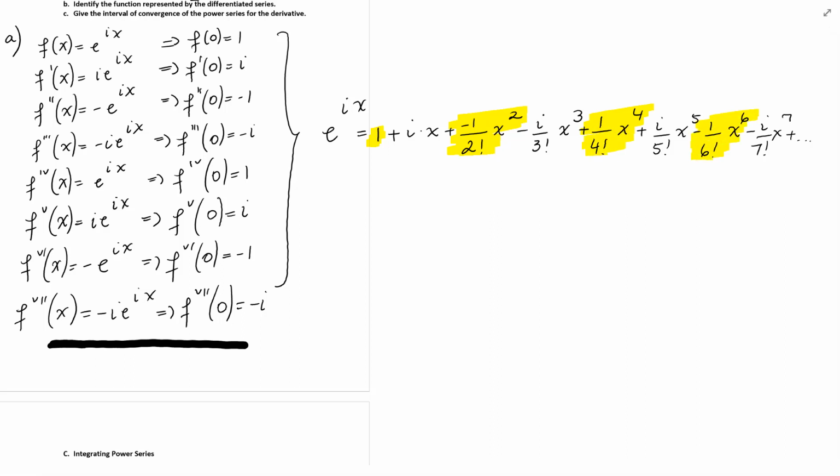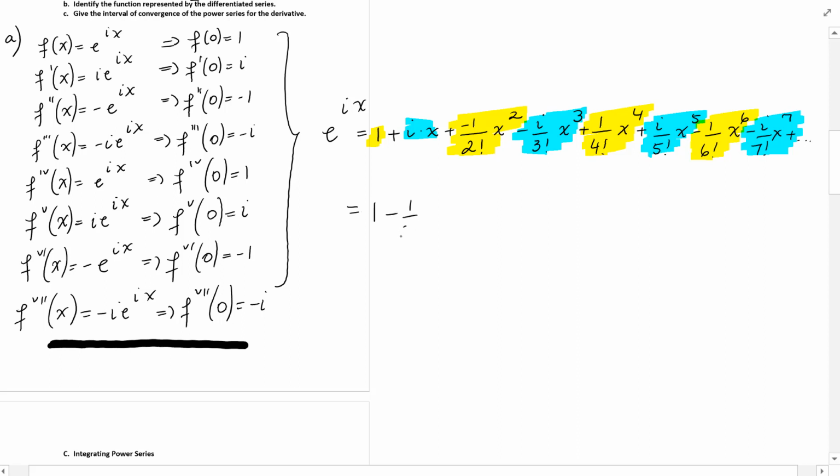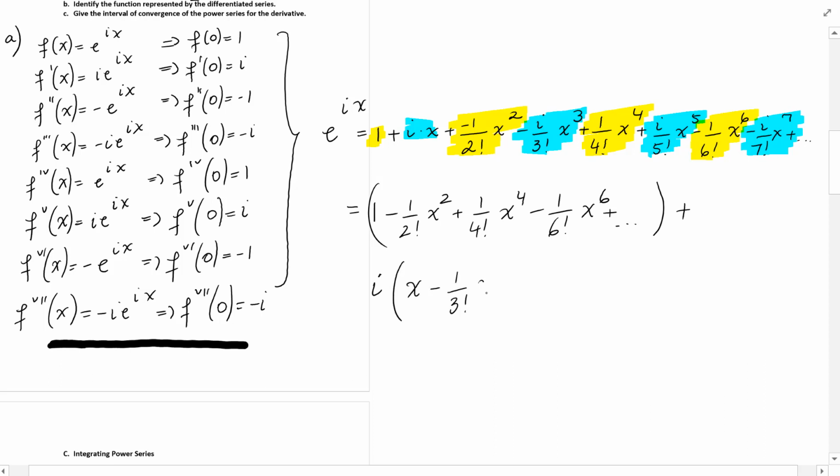And then I'm going to highlight the ones that have i with blue next. And then I'm going to put them together. So this equals 1 minus 1 over 2 factorial x to the second plus 1 over 4 factorial x to the fourth minus 1 over 6 factorial x to the sixth plus dot dot dot. This is one set. And then plus, and I'm going to factor out the i and put the blue one, x minus 1 over 3 factorial x to the third plus 1 over 5 factorial x to the fifth minus 1 over 7 factorial x to the 7th and so on.